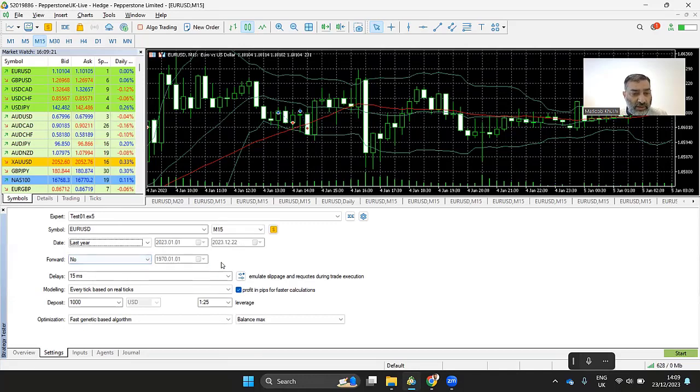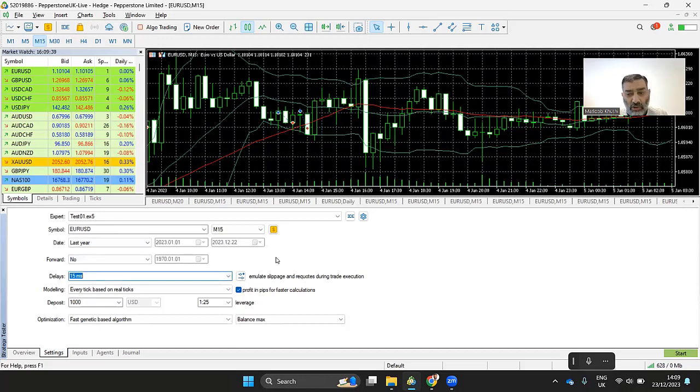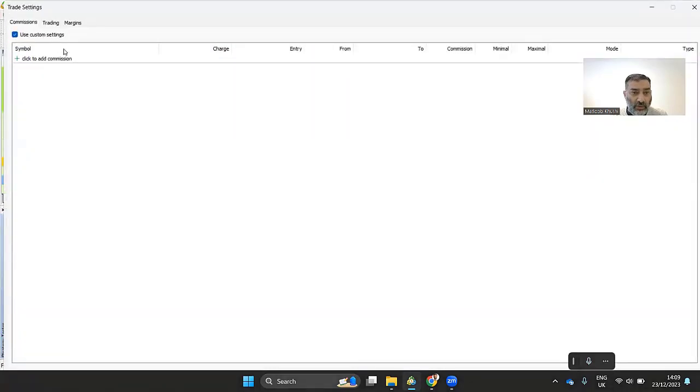For forward, we leave the setting as it is, and we can select some delay based on your broker. Usually, it's good to pick some delay for your trade execution. And when you are connected to the live market, it can calculate that automatically for you. And now here you can set or emulate your slippage and quite a few other settings. If you click on this one, you can set your commission manually depending on how much your broker is charging.